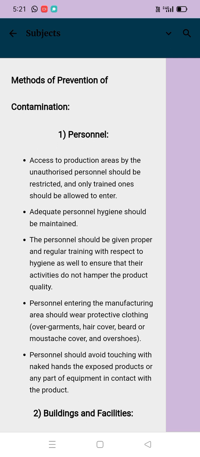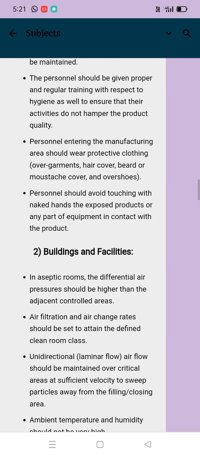And the person entering the manufacturing area should wear effective clothing, that means protective coat clothing should be there. And he should avoid touching with naked hands, that means he should always wear gloves. Without gloves, with bare hands, he should not go and touch everything.